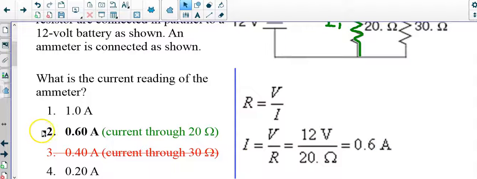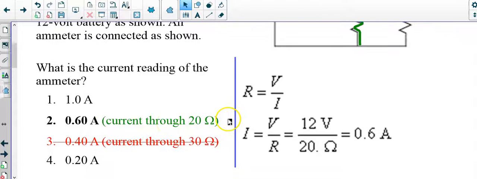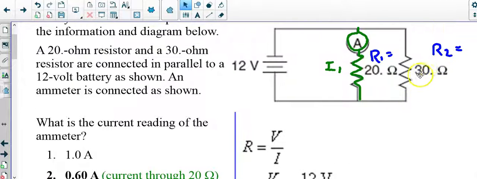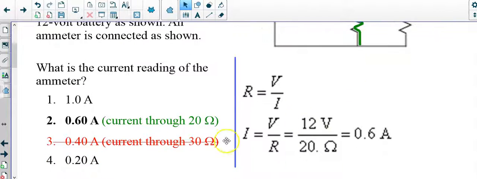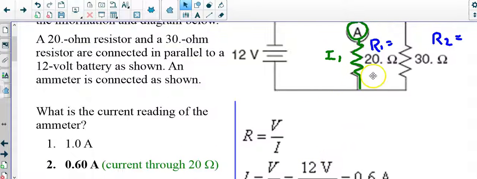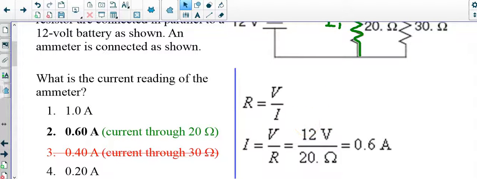And that turns out to be choice. Now, if a student chose the other branch, the 30 ohm, here they would have gotten an answer of 0.4. And you'll see it actually shows up in the multiple choice. And that's kind of a little sneaky trick that the Regents does. You think you got the right answer because you see it there, but you don't realize that you actually used the wrong information. So try to be careful. If you're looking for the branch current in branch 1, use the resistor that goes with branch 1. Okay, let's take a look at the next one.